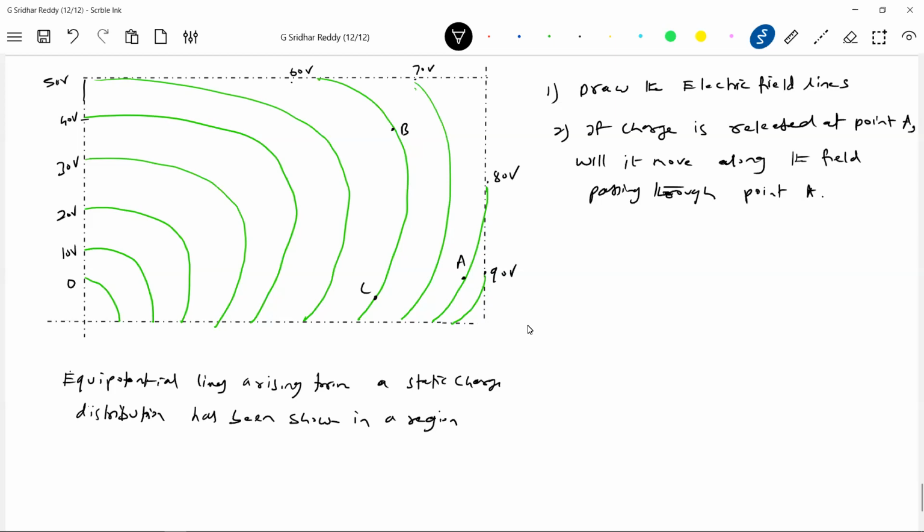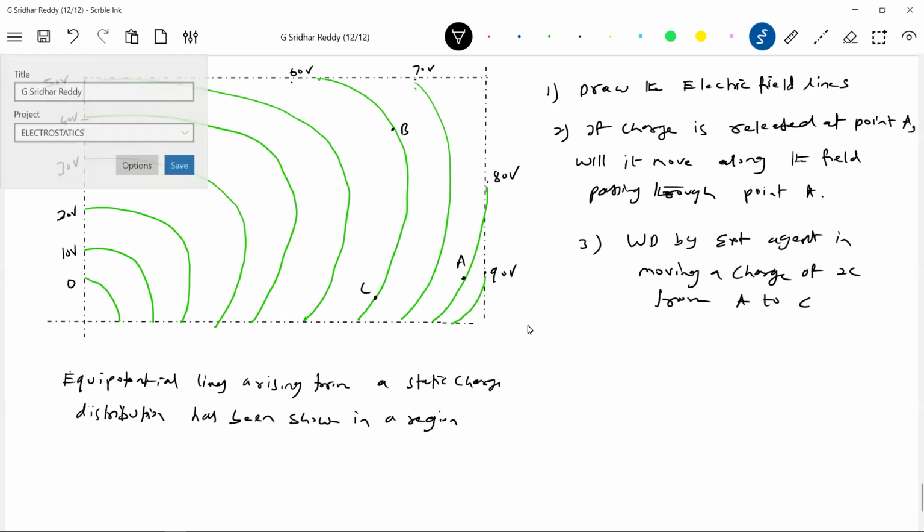What is the work done in moving a charge from A to C? Third one, work done by an external agent in moving a charge of 2 coulomb from A to C. Okay, very simple idea I brought.